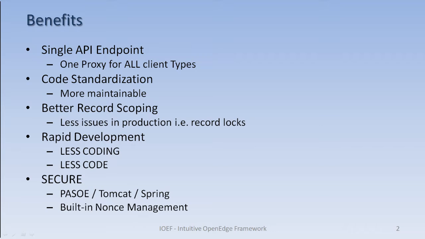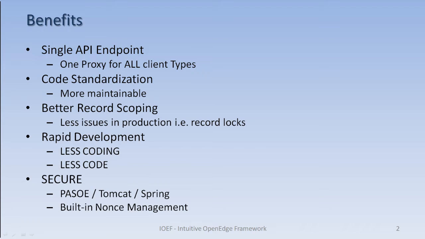So this originally was designed to be a single endpoint for all client types, whether a Java class or a .NET class or an OpenEdge client itself. It was originally written to run on the Classic App server. In recent years, we've been running against PASOE.